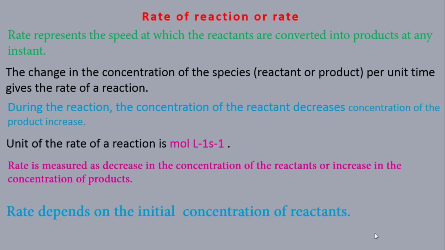Initial concentration is high, rate is also high. Initial concentration is low, rate is also low. Next one is the rate law. Let us consider one example. A plus B gives product, where x and y are the stoichiometric coefficients of A and B.